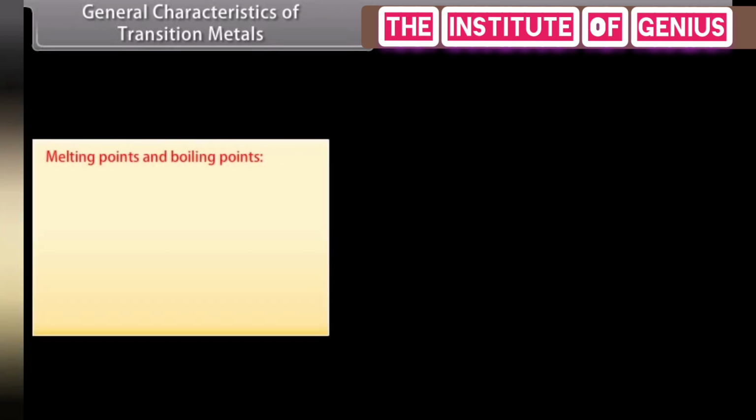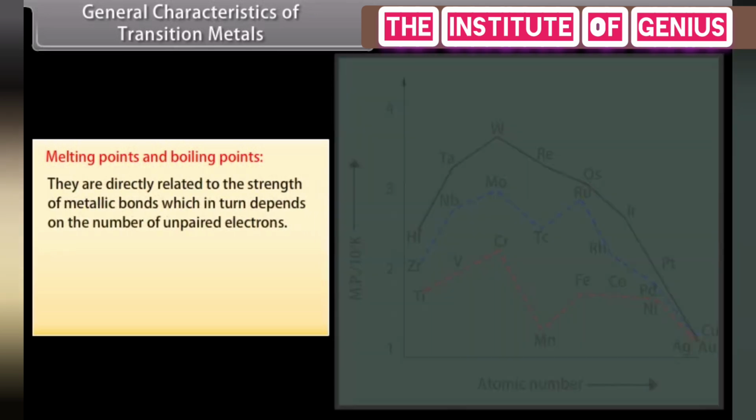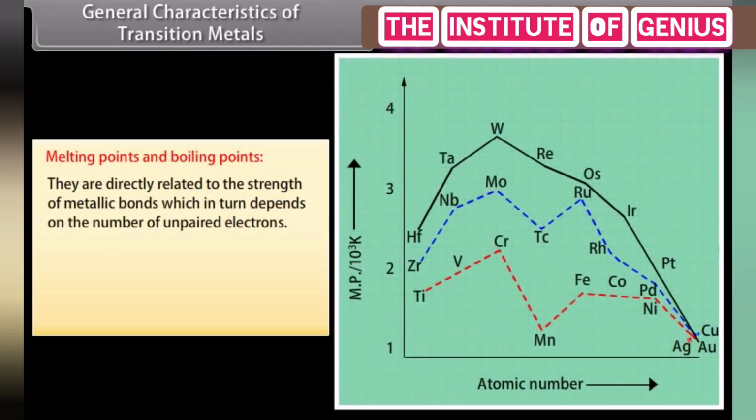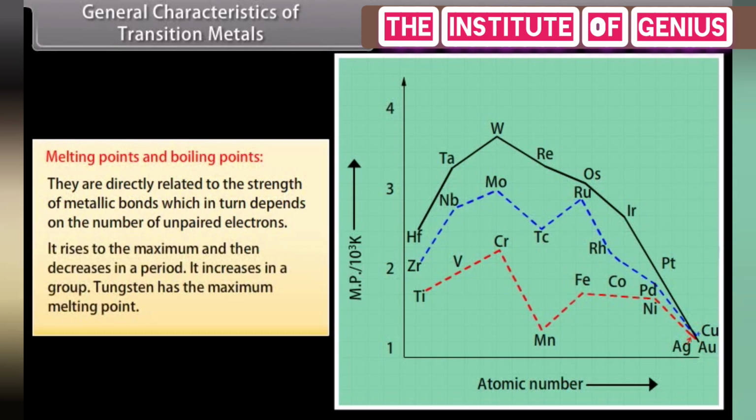Melting points and boiling points. They are directly related to the strength of metallic bonds, which in turn depends on the number of unpaired electrons. It rises to the maximum and then decreases in a period. It increases in a group. Tungsten has the maximum melting point. In tungsten, partially filled d orbitals form additional covalent bonding due to d-d overlapping of adjacent atoms.